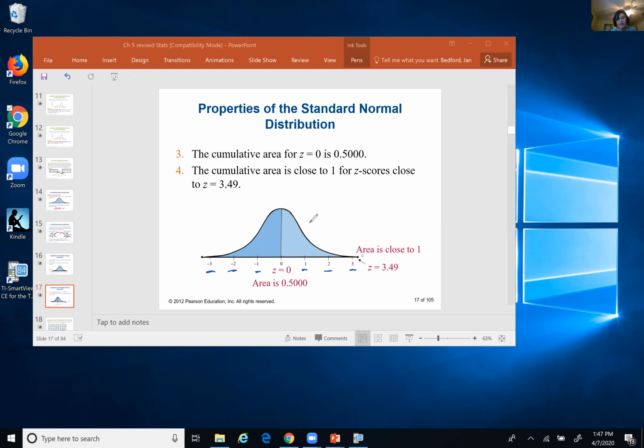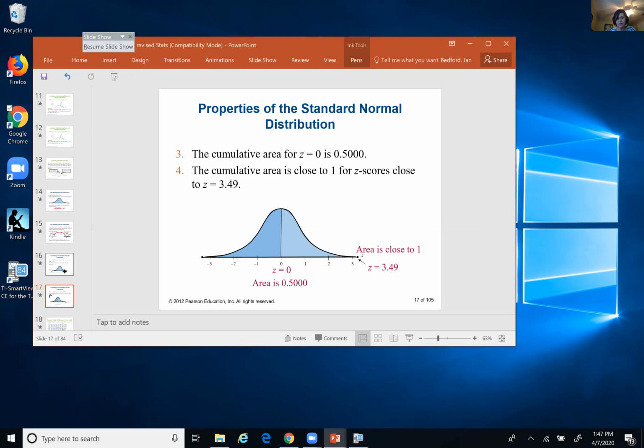But if we were looking at the area under the curve, everything to the left of a z-score of 0 is going to be 0.5. Everything to the right of a z-score of 0 would be another 0.5. So under the whole curve, we've got an area that's close to 1. Okay?